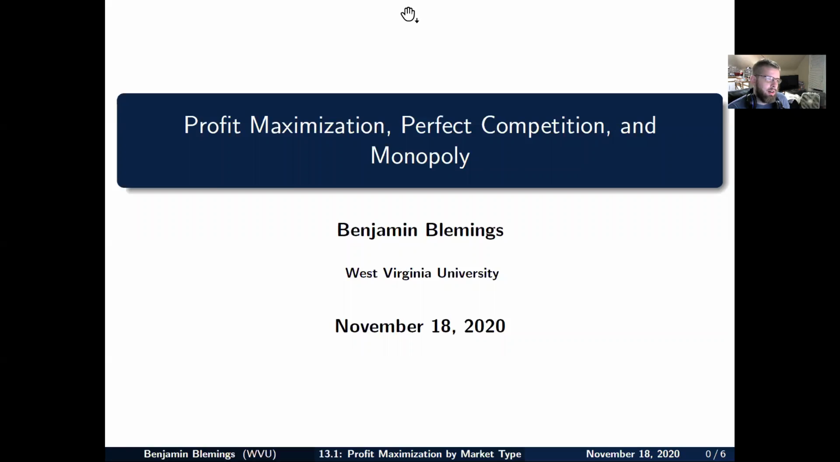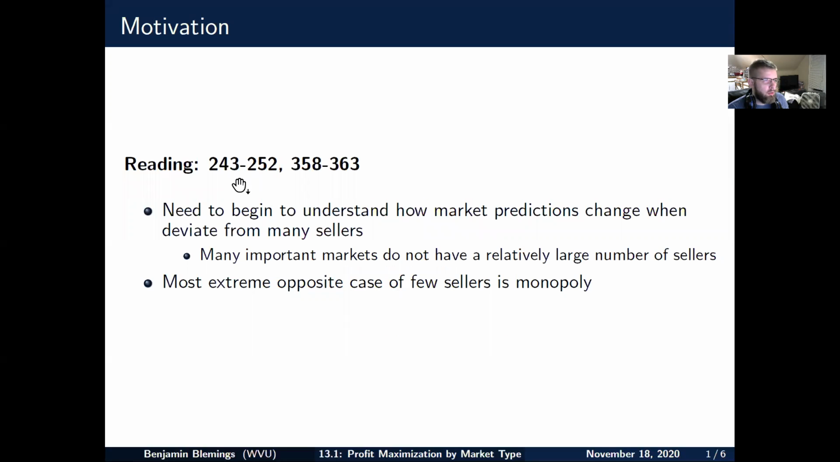And so the reading is pages 243 to 252 and 358 to 363. This is perfect competition, and this is a little bit of monopoly. And so what we need to understand is how firms behave when the typical perfect competition assumptions, like many sellers, are violated. And so this is important because a lot of markets today don't have a relatively large number of sellers. And so how are these firms behaving?